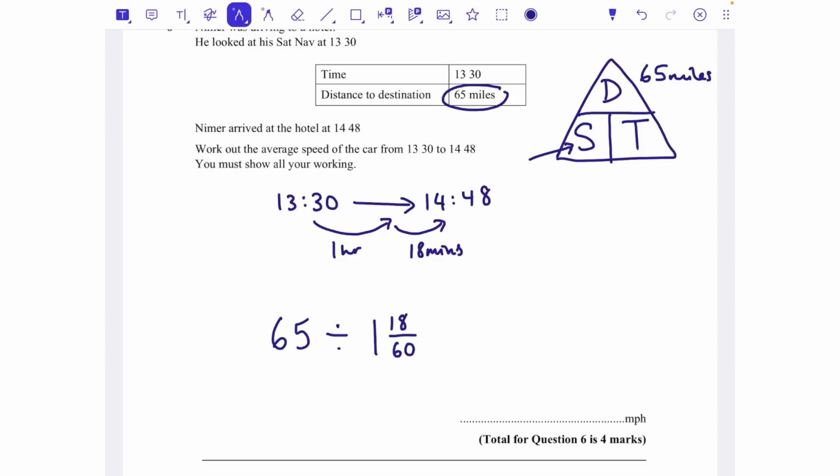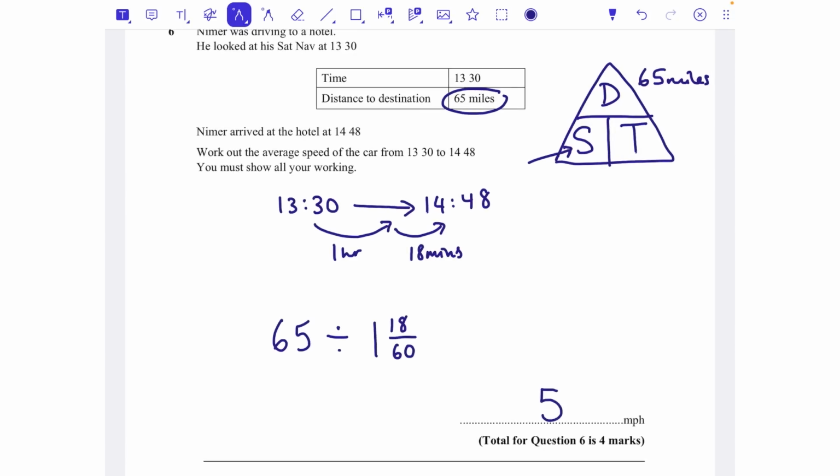So you need to press Shift and the fraction button, and that will enable you to type that in as it is. So 65 divided by, and then press Shift fraction, and that is 1 and 18 out of 60. And that gets you straight away to the answer of 50 miles an hour.